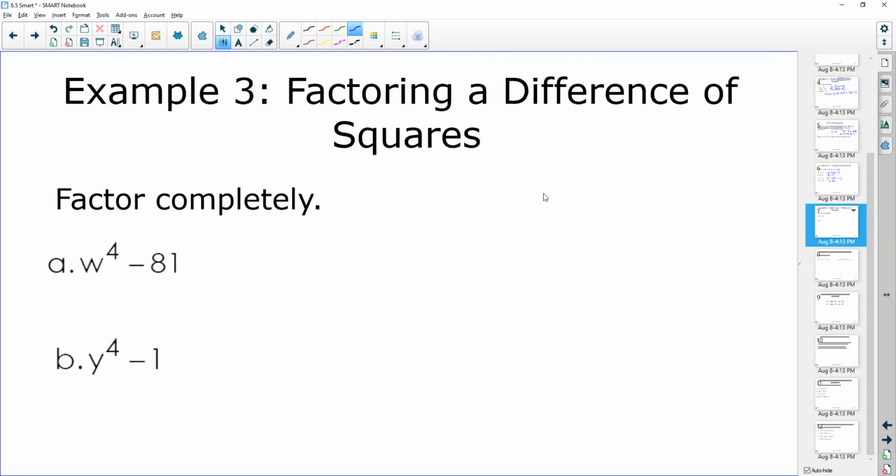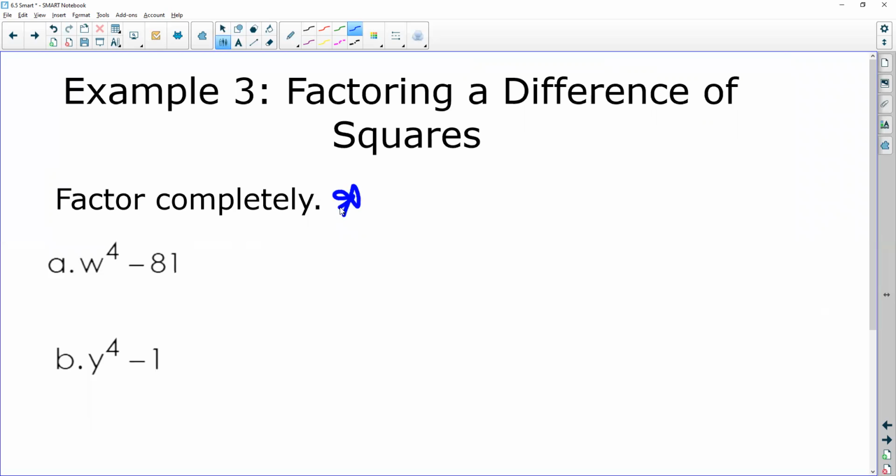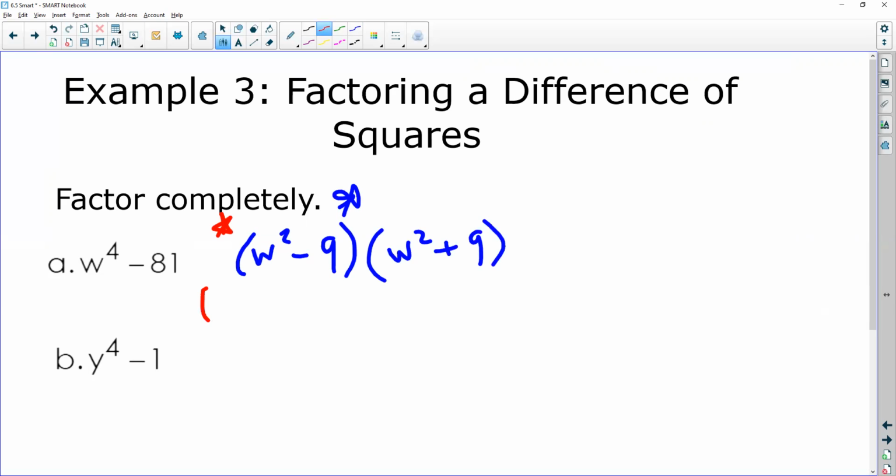So in this case, what's going to happen occasionally is you'll have an extra step. So let's watch. I'm going to have w squared minus 9, w squared plus 9. And the trick here is that this w squared minus 9 is also a difference of squares. So that needs to be factored one step more, because I can do w minus 3, w plus 3, and then w squared plus 9 is just a prime, so it stays. Okay, so in these cases where you have a higher exponent, often there is extra work to do.